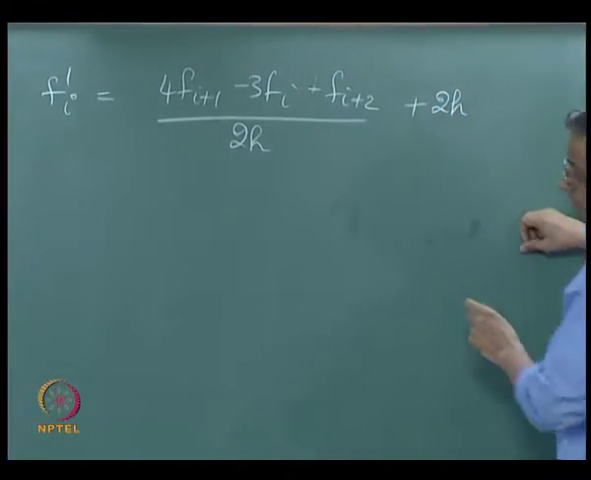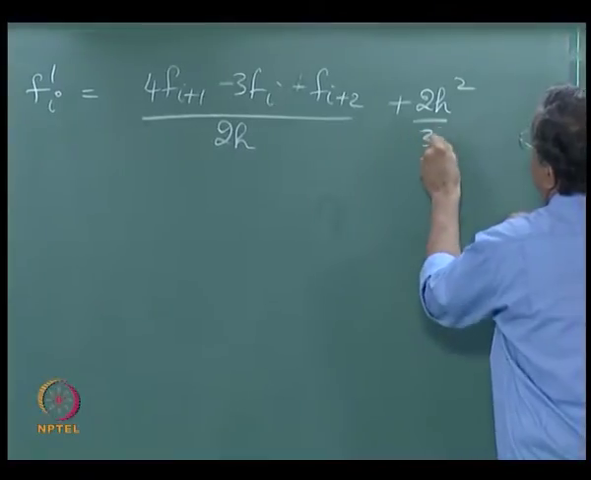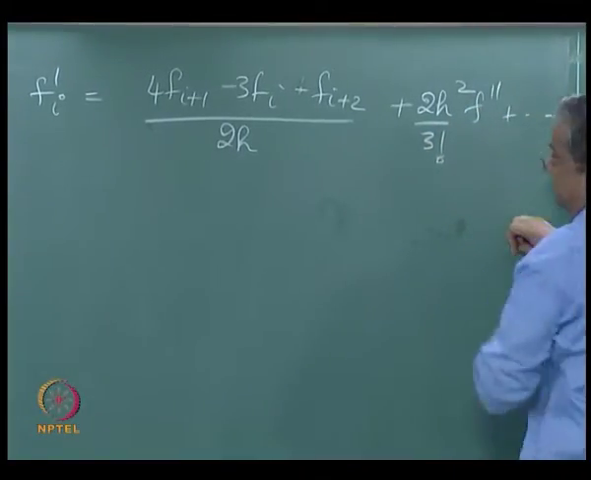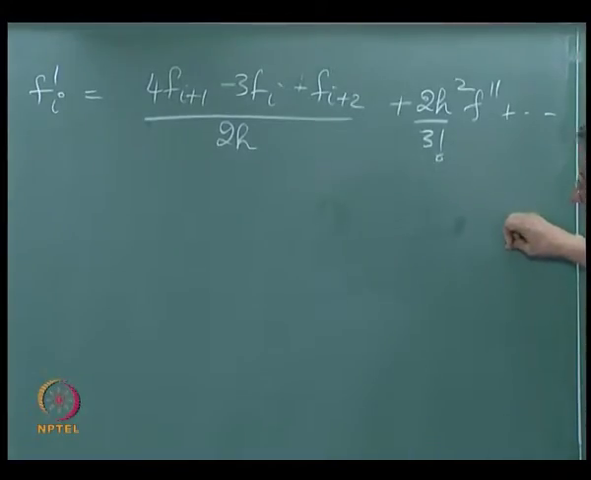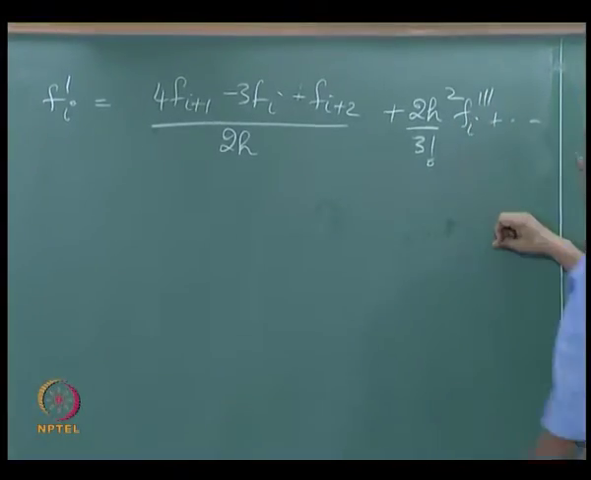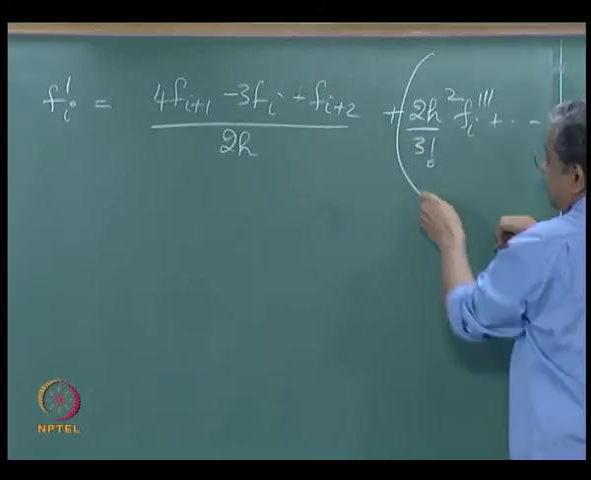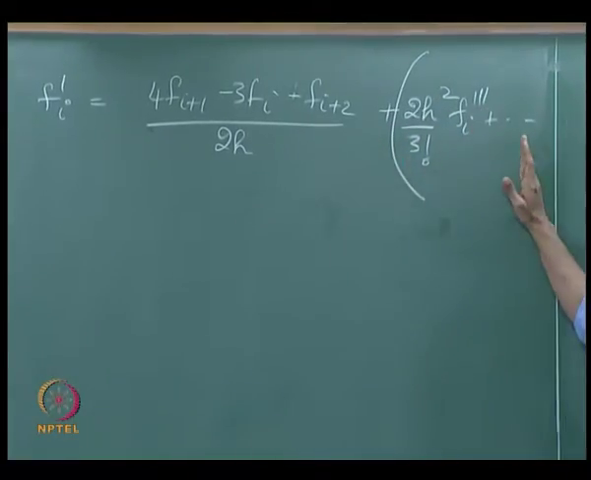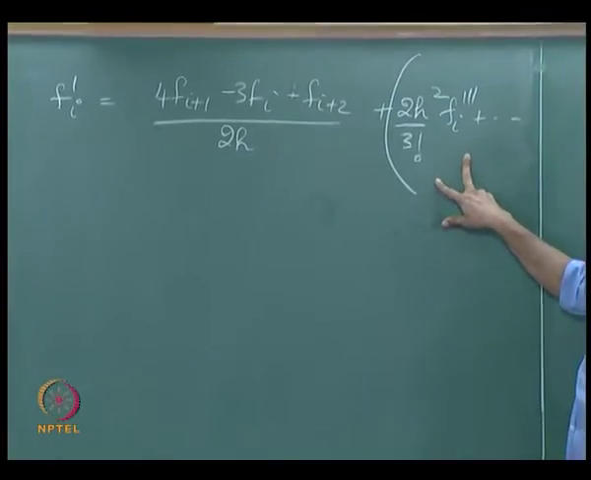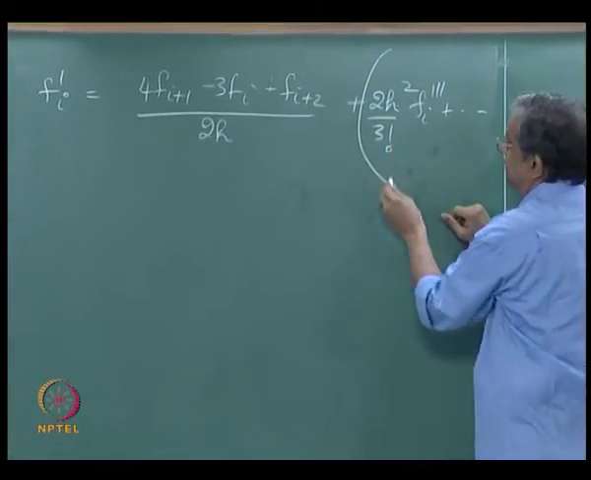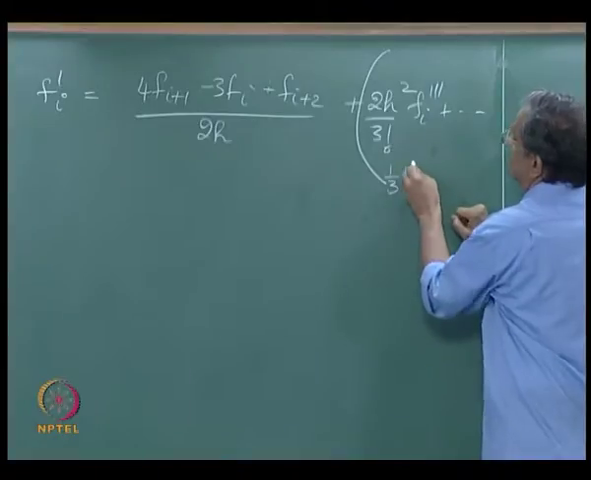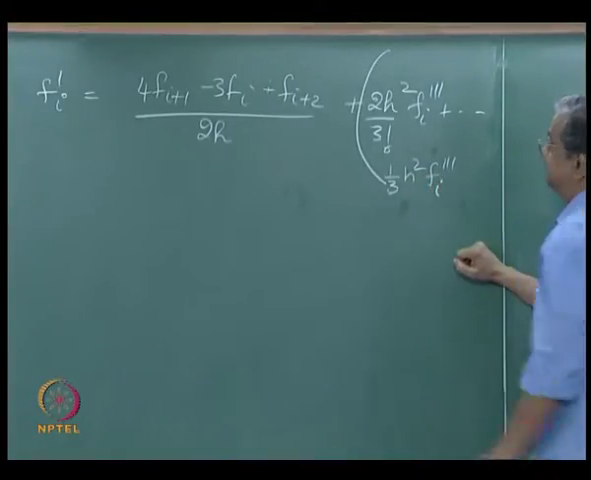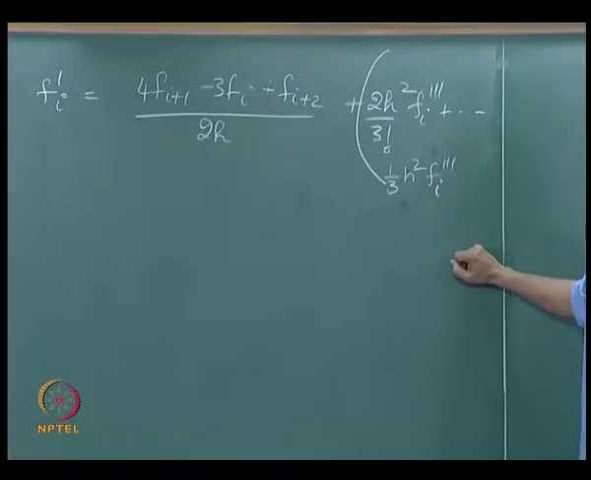2h squared by 3 factorial f double prime plus higher order terms, f triple prime plus higher order terms. So if I throw this out, I say this is the representation for the derivative, I throw this out. So this is the truncation error. Truncation error is of the order of h squared, so it is 1 by 3 h squared f triple prime at I. Is that fine? Truncation error is of that order.